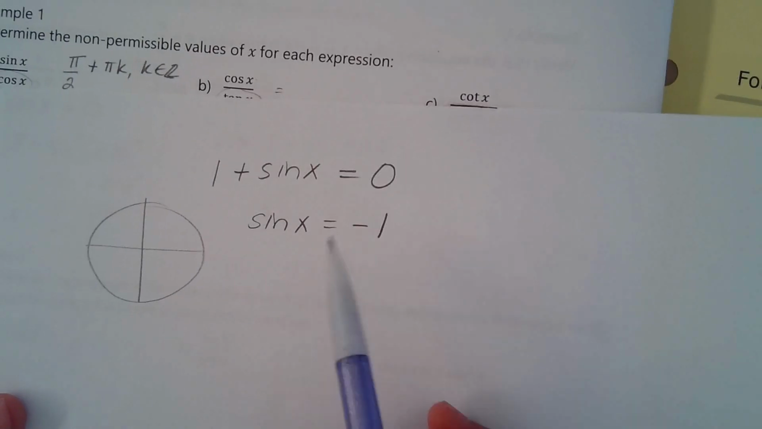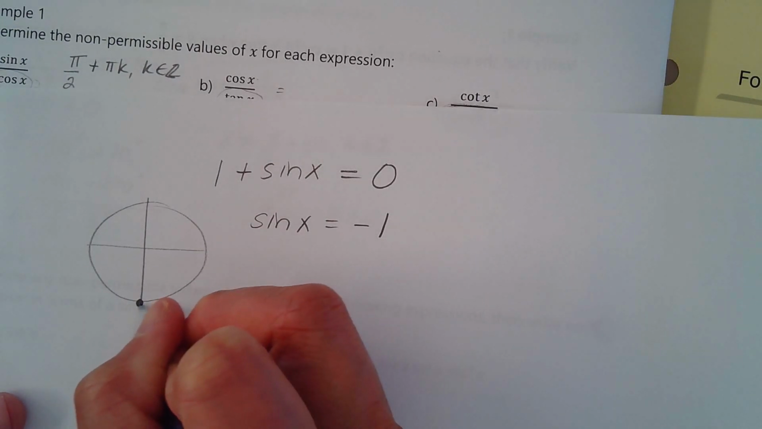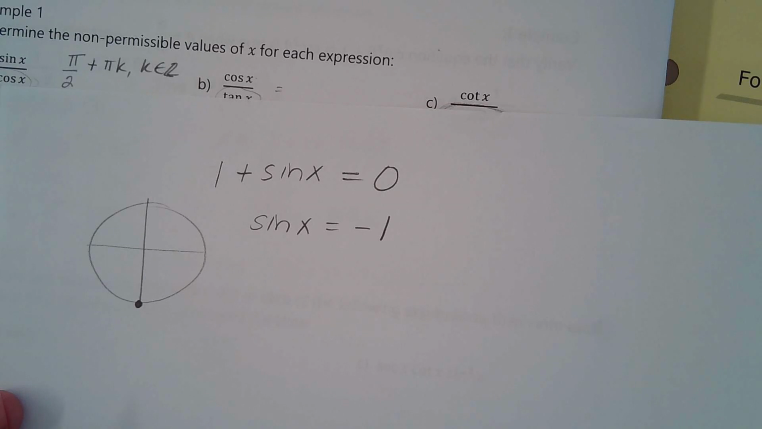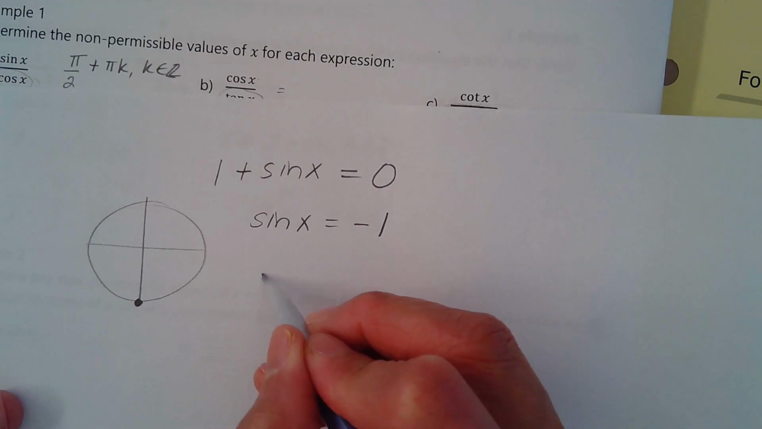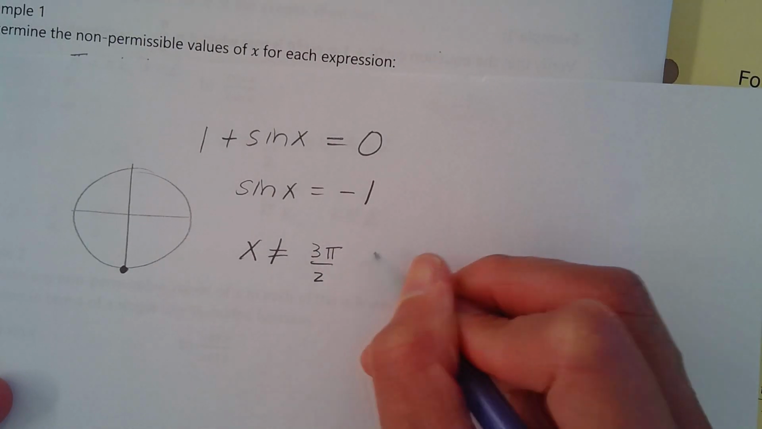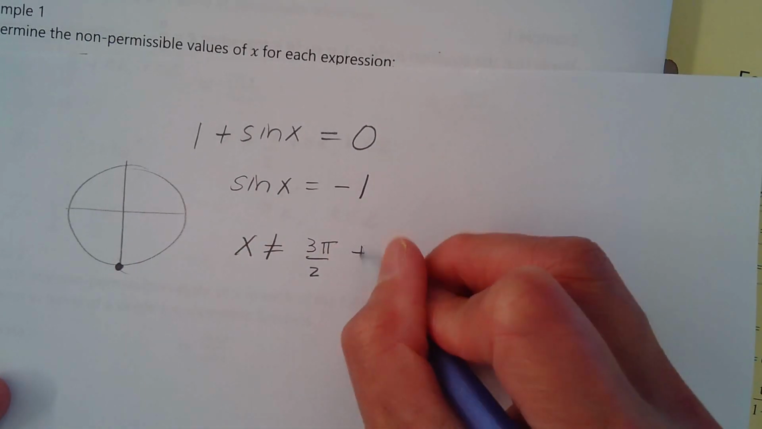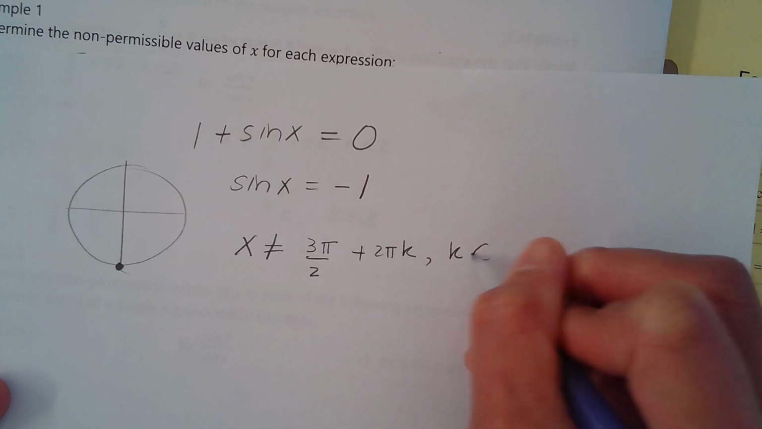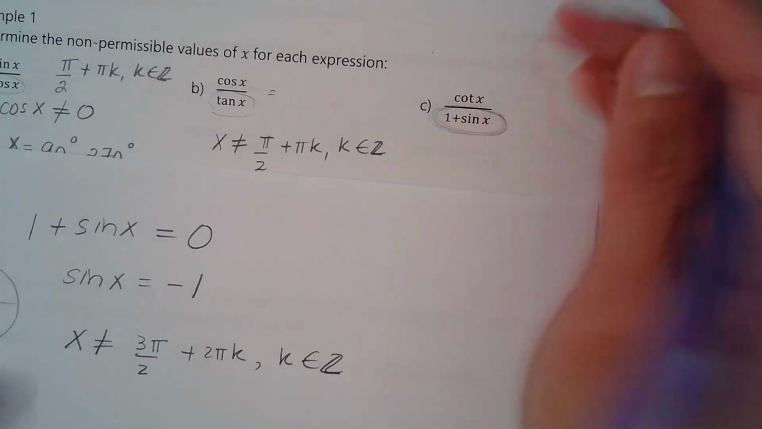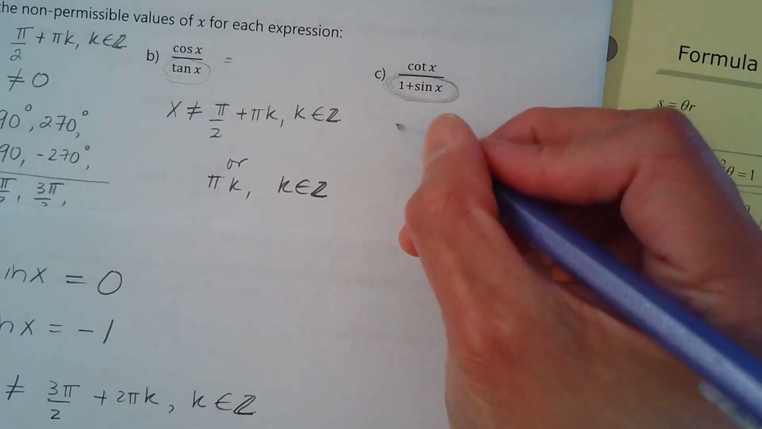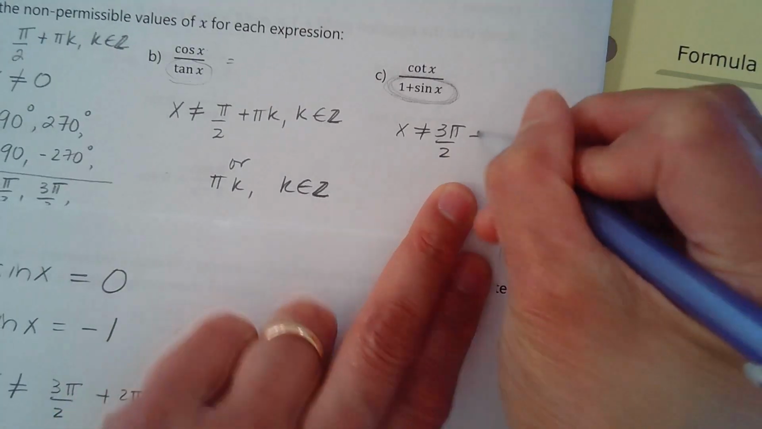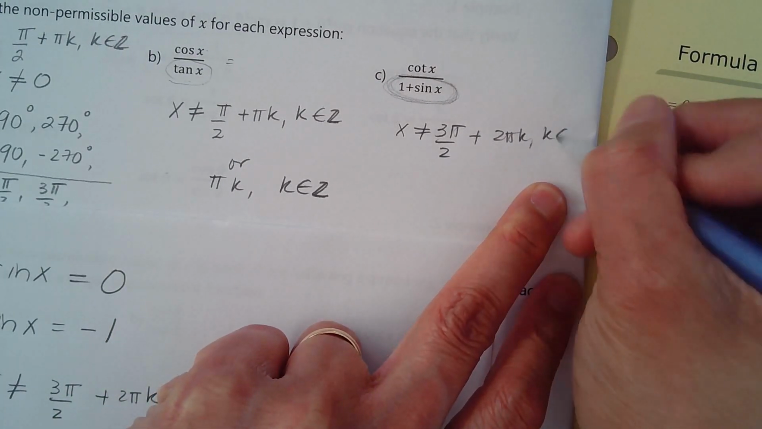Sine is the y coordinate, so it's right over here. Is everybody okay? Anywhere else? No? Okay. So it's right there. So x cannot equal what? 3 pi halves plus 2 pi k, and k is an element of an integer. So that's one part of it. I'm going to put here x cannot equal 3 pi halves plus 2 pi k, where k is an element of an integer.